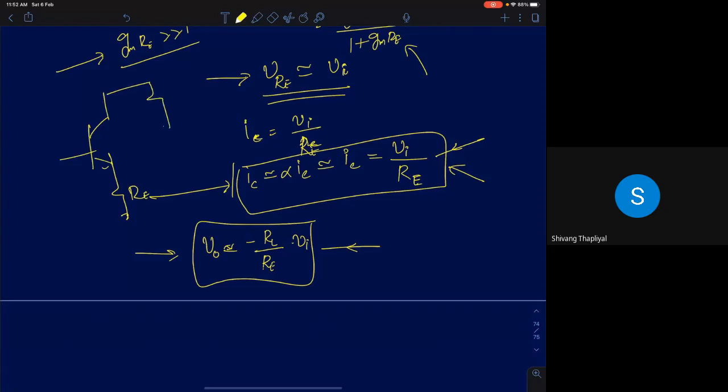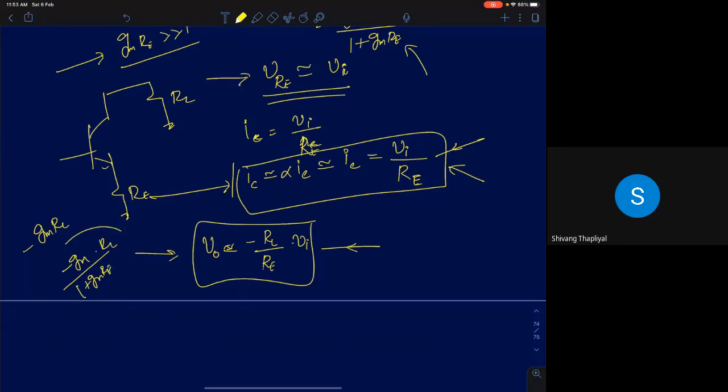Is that clear? What do you think is the problem? Do you see any problem with this approach? Do you lose anything here? What's happening to the amplification factor? Previously the gain was GM RL. Now the gain is GM by 1 plus GM RE into RL, right?